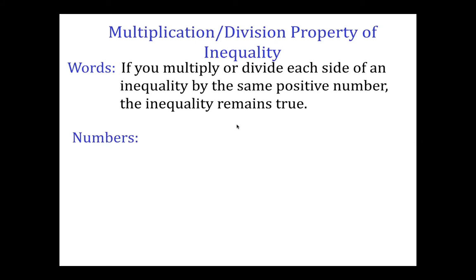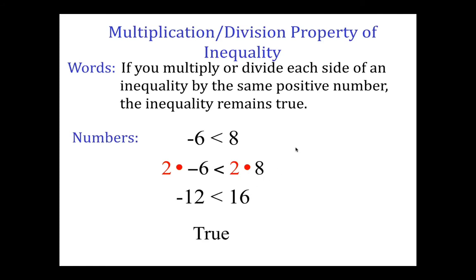In words, if you multiply or divide each side of an inequality by the same positive number, the inequality will remain true. So let's take, for example, the true inequality -6 is less than 8. And let's say we wanted to multiply both sides by +2. If I were to do that, I would get -12 is less than 16. And you can see that the inequality is true. So this demonstrates that if you multiply an inequality by the same positive number, the inequality will still be true.